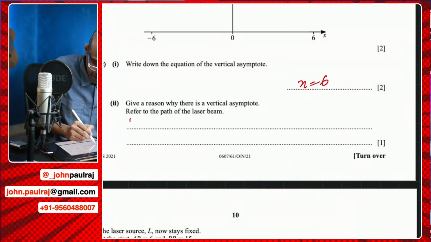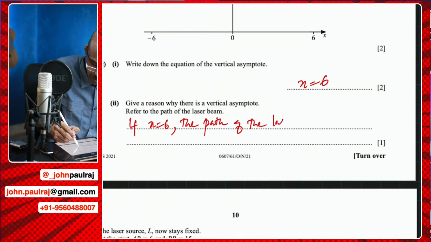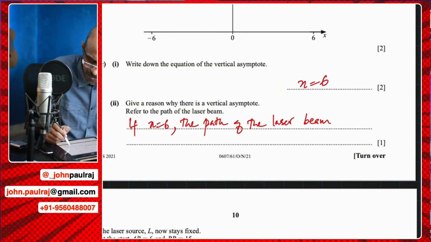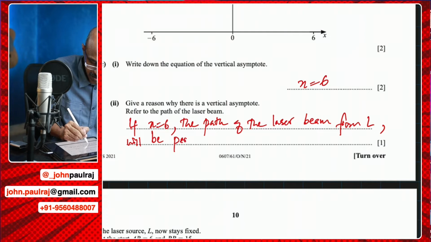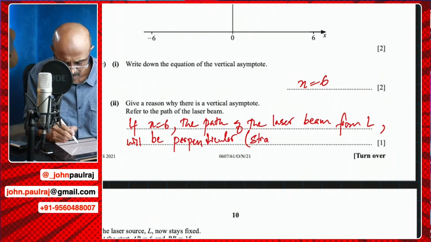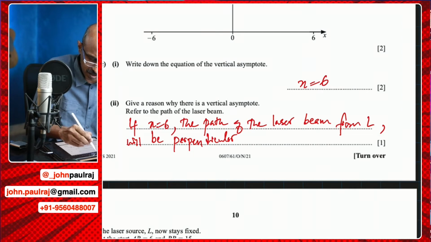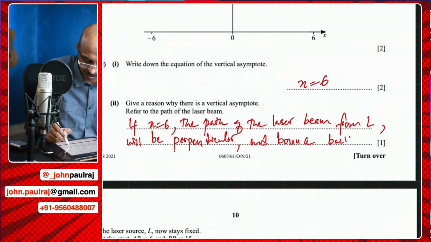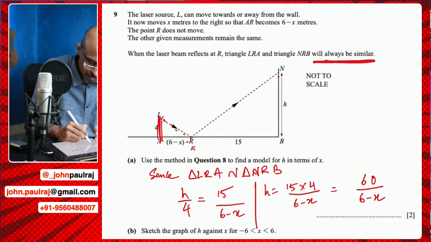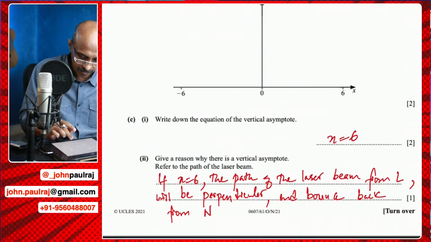There is a vertical asymptote. If x is equal to 6, the path of the laser beam from L, that's the source, right? Will be perpendicular, or straight. Should we use the word straight? Will be perpendicular and bounce back from, I think the point was N. Let me just check. Yeah, that's A, this point. Okay. So L to A and bounces back straight up from A. All right. So bounce back from A.